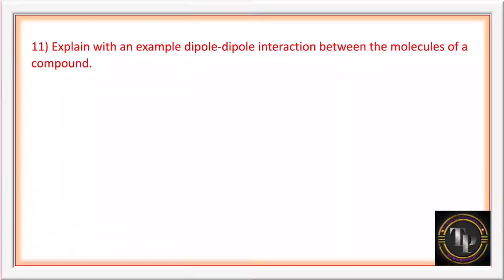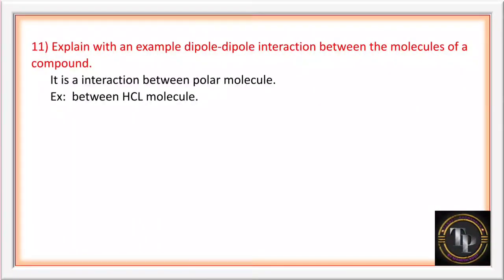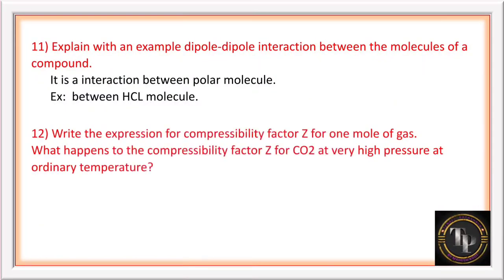Explain with an example dipole-dipole interaction between the molecules. See, dipole-dipole interaction is possible only in polar molecules. So it is interaction between polar molecules. So the example is between HCl molecules.